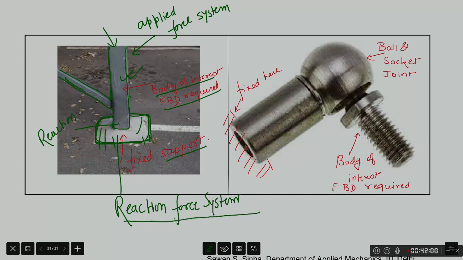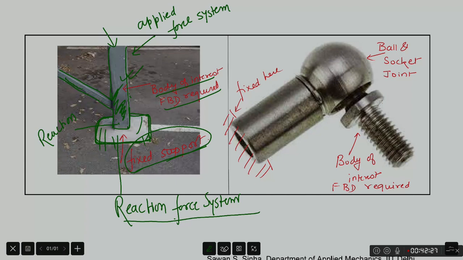Now this kind of support, what you see here, is fixed with concrete. It is actually called a fixed support, and I will show you in a little while. A fixed support will generate a particular kind of reaction force system. We will come to that. On this right side of the figure, I am showing another kind of support. What kind of support is that?